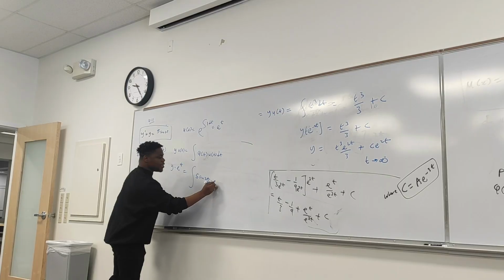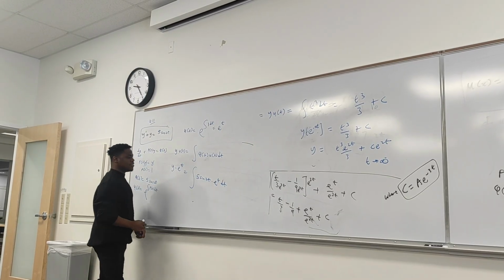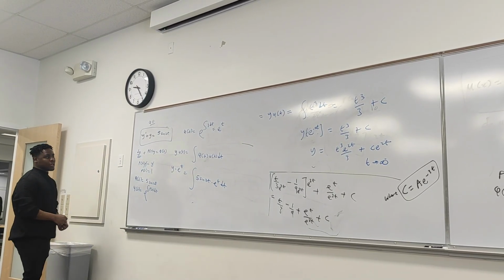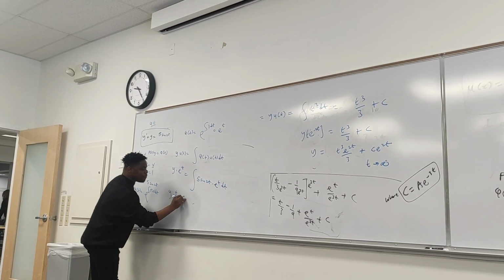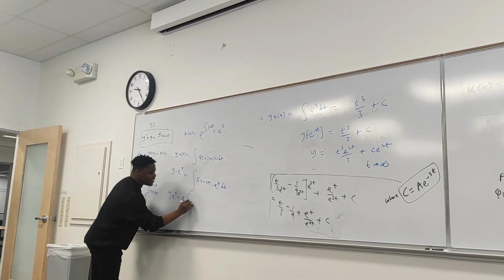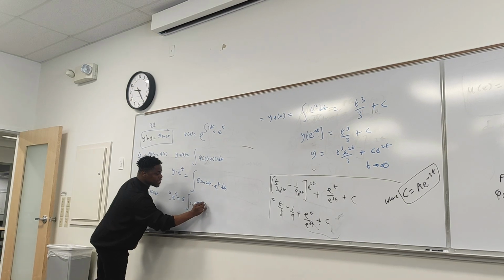Multiplied by exponential t dt. Okay, so we can bring 5 out. So we have y exponential t is 5 integral sine 2t exponential t dt.